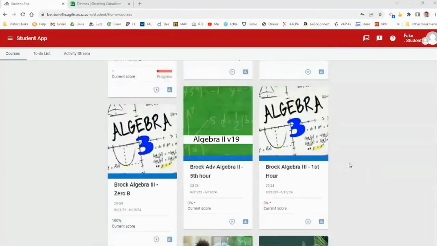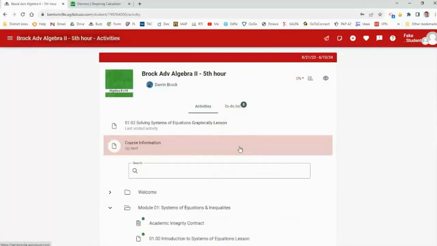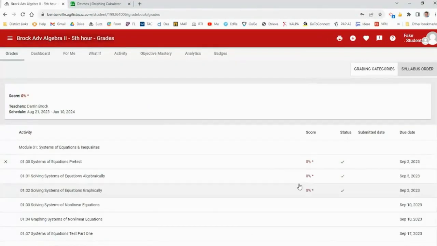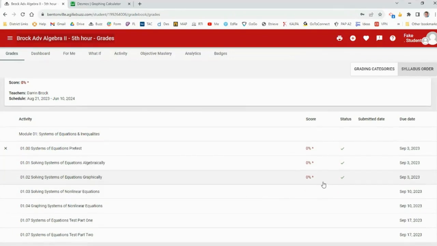All right, so this is, let's see, fifth hour. Let's look at our fifth hour Algebra 2. Let's go to the grade screen. Oh, this student hadn't turned their stuff in. This is my fake student. I'll go make sure my fake student turns his stuff in, but he hadn't turned his stuff in. So fake student has not submitted anything.